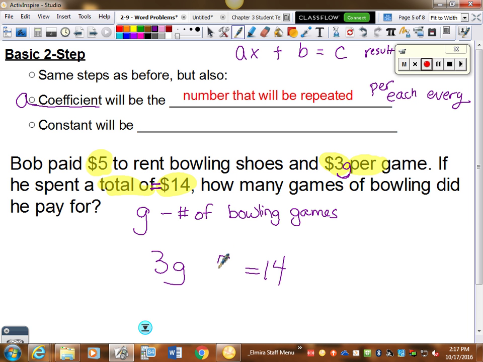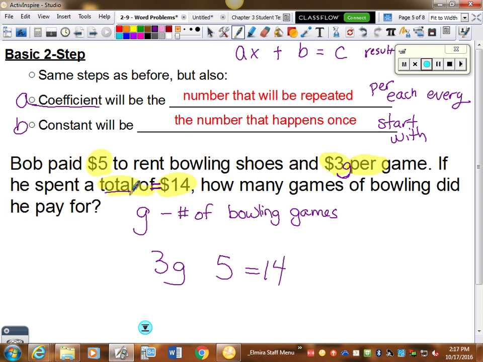Okay, now we're either going to add 5 or subtract 5. The B, the number I'm either adding or subtracting, is something that happens one time, or it could be an amount that you start with. If you've ever been bowling and you've rented the shoes, you only rent one pair of shoes to use the whole time. Whether you bowl 1 game or 10 games, it's the same pair of shoes. So that one time that you pay the $5 doesn't get multiplied by anything.